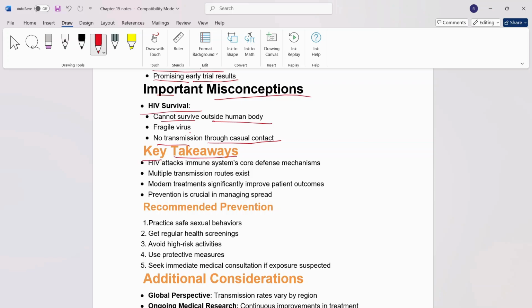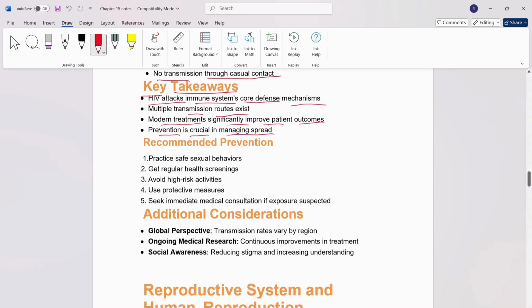Key takeaways: HIV attacks the human system's core defense mechanism. Multiple transmission routes exist. Modern treatment significantly improves patients' outcomes. Prevention is crucial in managing spread.